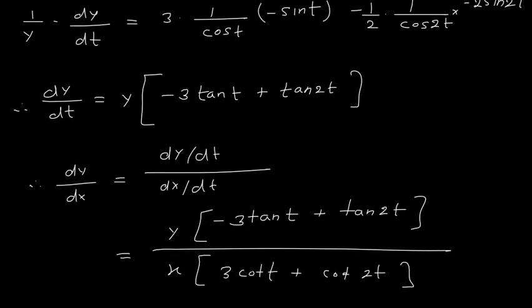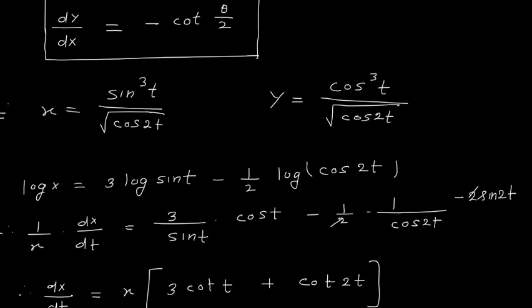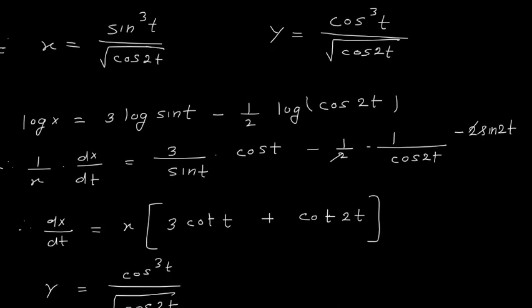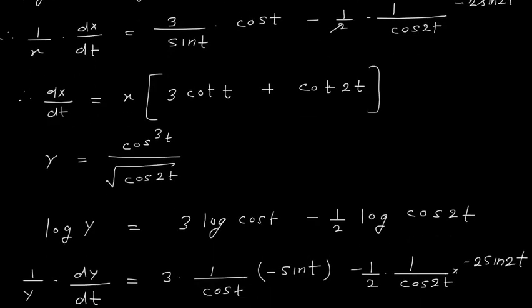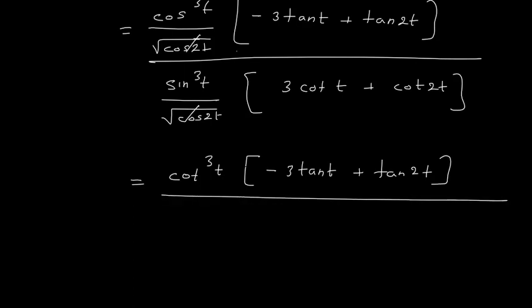In the denominator, are we getting a positive sign in dx upon dt? The derivative of log of sine and this cot will become minus minus, which is plus, and this is plus, so both are plus signs. Now the root of cos 2t cancels, and cos upon sin is cot, so this will be cot cube t, and in the numerator we have minus 3 tan t plus tan 2t, divided by 3 cot t plus cot 2t.